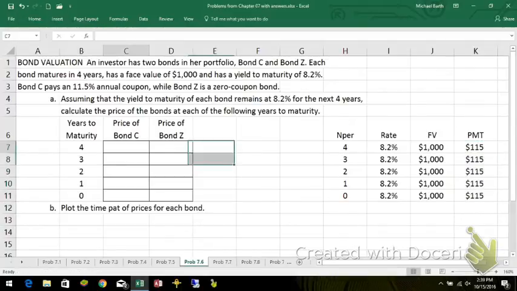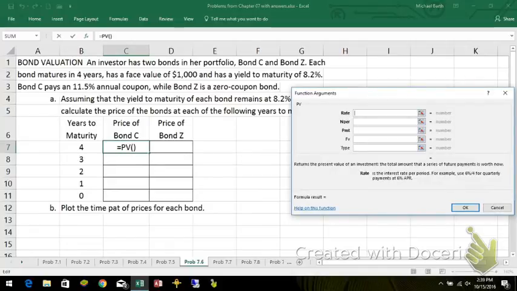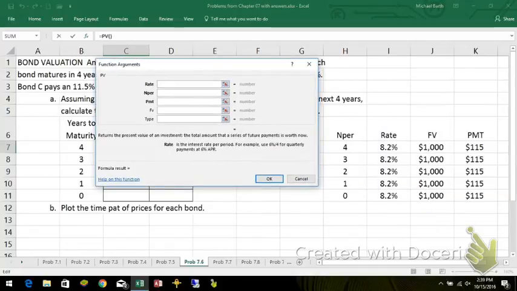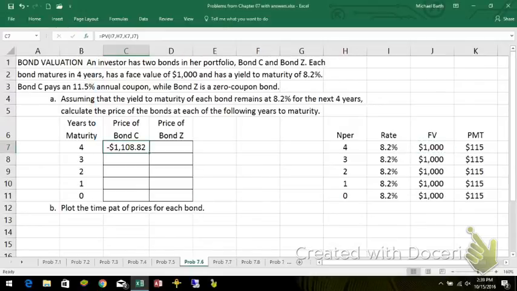So if I'm calculating the price of a coupon paying bond, solve for the PV, and with the PV we're looking at a rate, the yield to maturity 8.2%, number of periods 4 years to go, the payment 115, and the par value 1,000. Okay, so that's the price of Bond C.